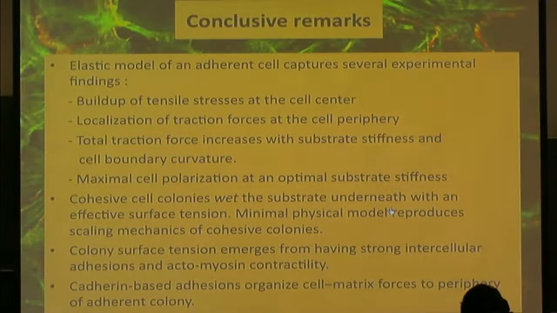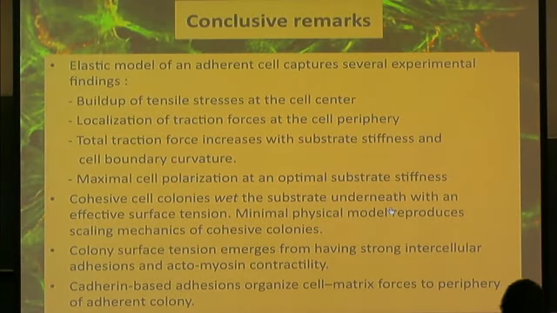I'd just like to add some concluding remarks. The elastic model of an adherent cell is limited: there are viscous processes that you can't neglect as the cells spread, and focal adhesions continuously remodel in size. The cytoskeleton also is not a solid at all times, but the elastic model teaches us a few things. One is the build-up of tensile stresses at the cell center, localization of traction forces, and the dependence of the traction forces on mechanical and geometrical properties of the cell.